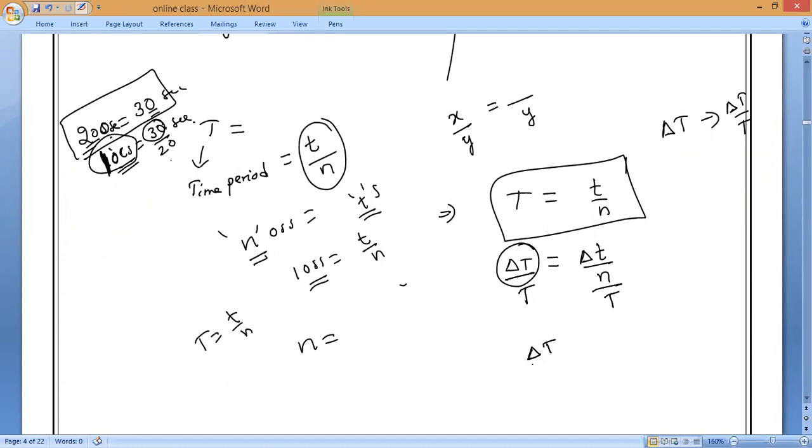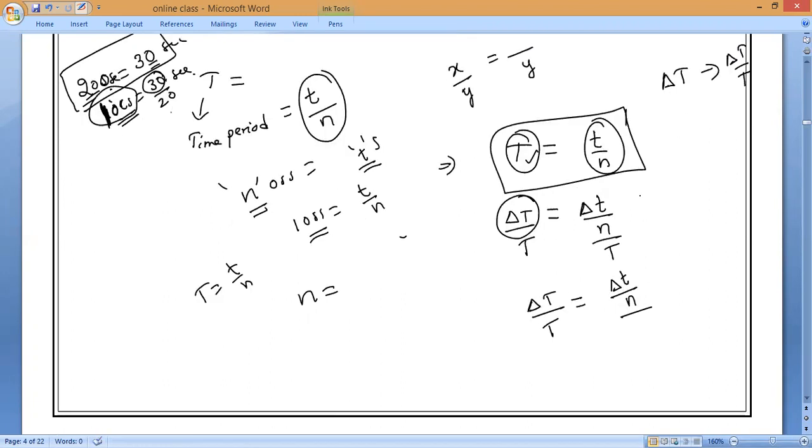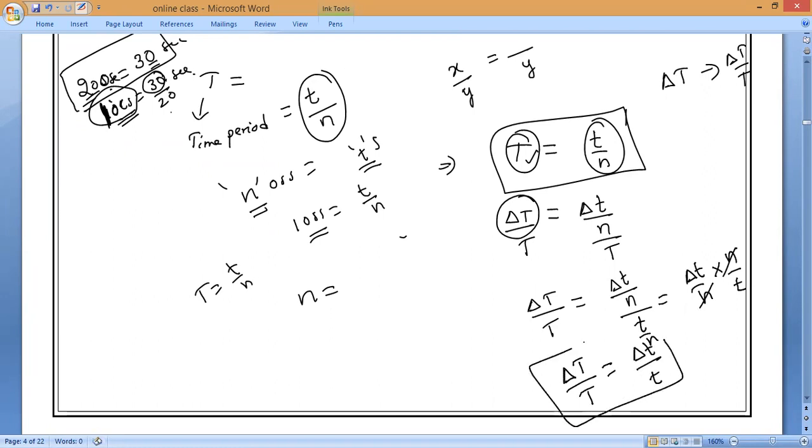Then delta T by T equals delta t divided by n, divided by what? What do you mean by the capital T? We have just now written it. What does capital T mean? It means t by n. So I will write delta t by n into n by delta n by t. So the t's will get cancelled. So I will say delta capital T divided by T is equal to delta small t divided by small t. Is it right?